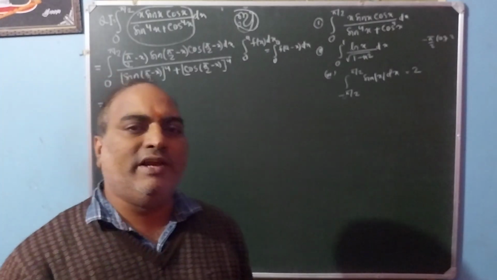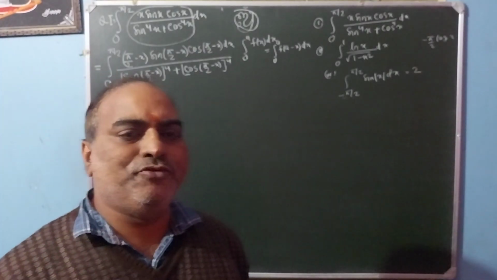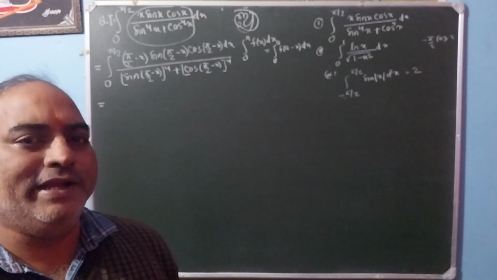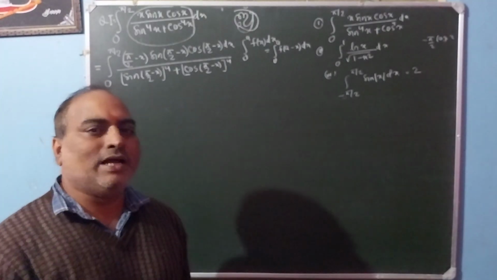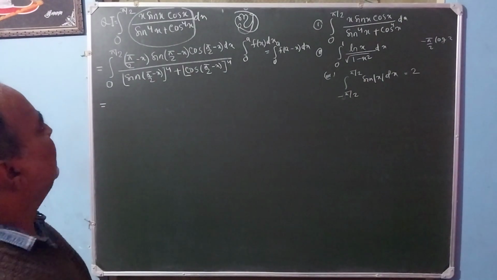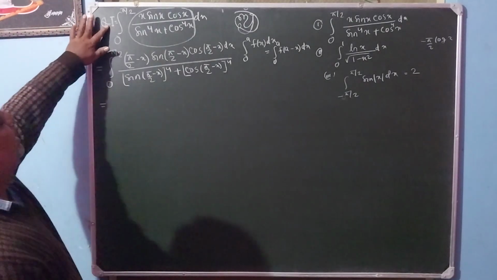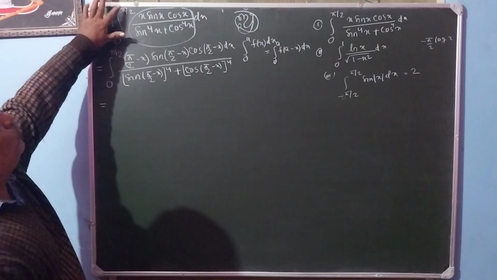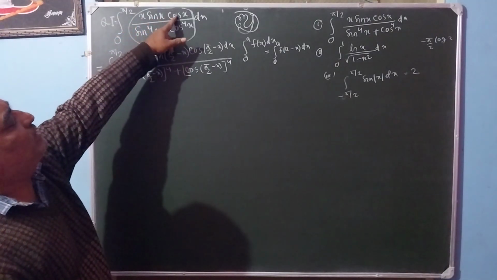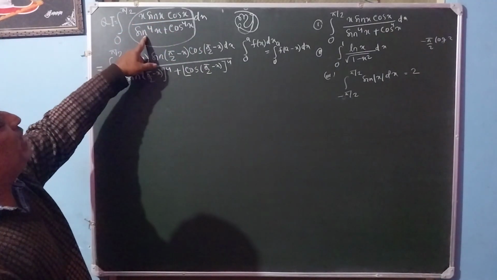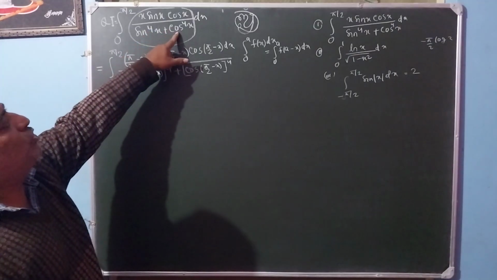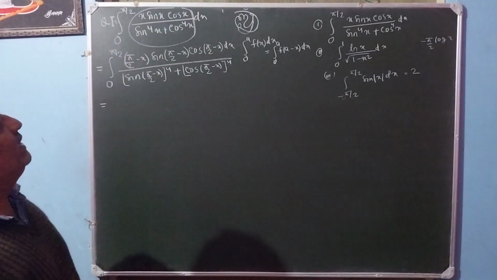Last class I have already discussed some problems related to definite integrals. Let us start some new problems related to definite integrals. So write down one question: integration from 0 to pi by 2 of x sin x cos x divided by sin to the power 4 x plus cos to the power 4 x dx.